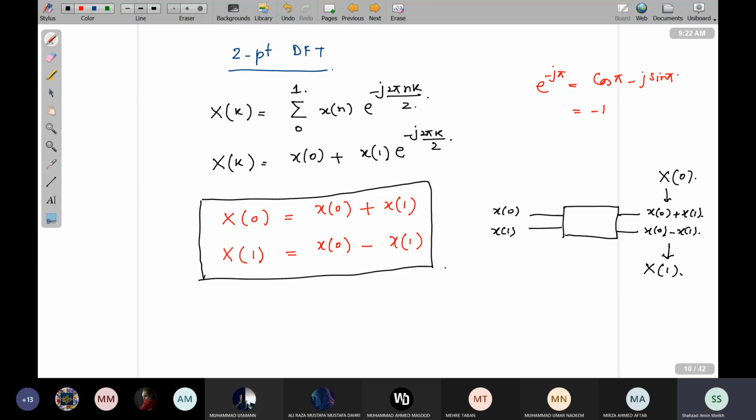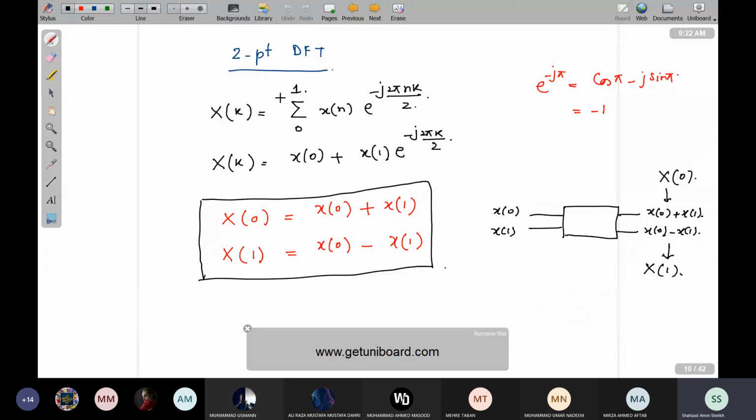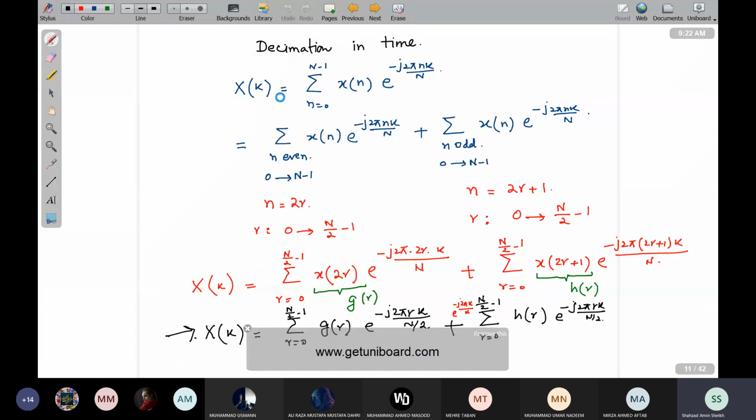Okay, now I have these 8-point DFTs and over 2-point DFTs. Now I will be using or splitting these n over 2-point DFTs into 2 n over 4-point DFTs. So let's move there. So I have done it.